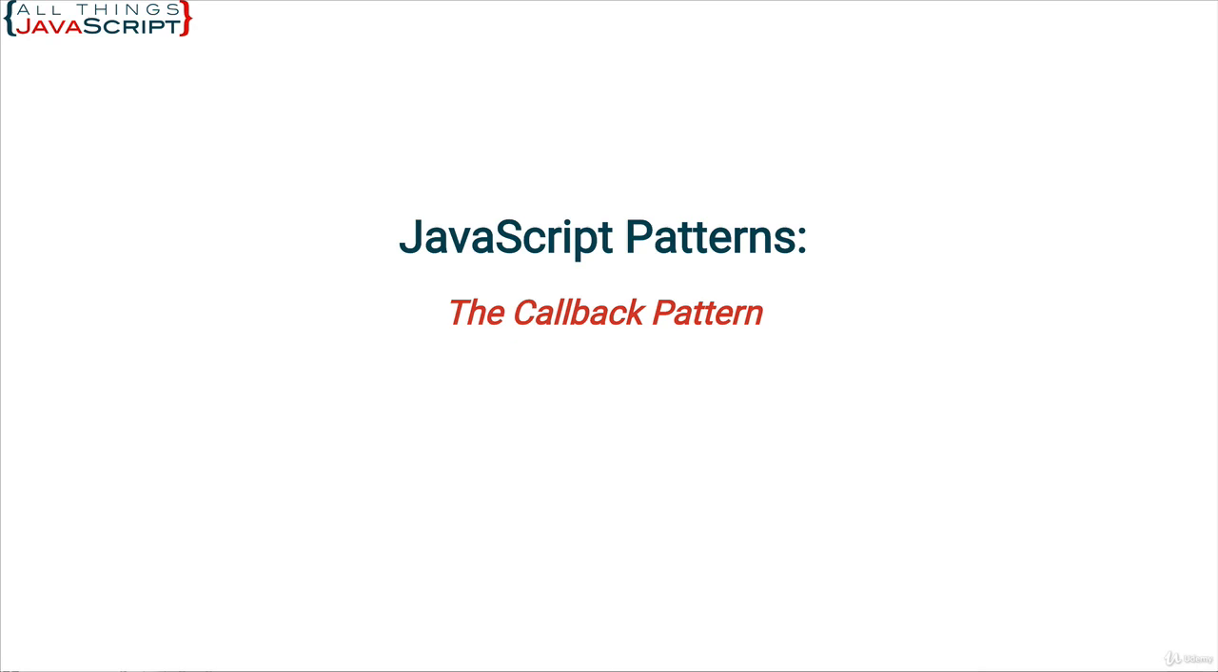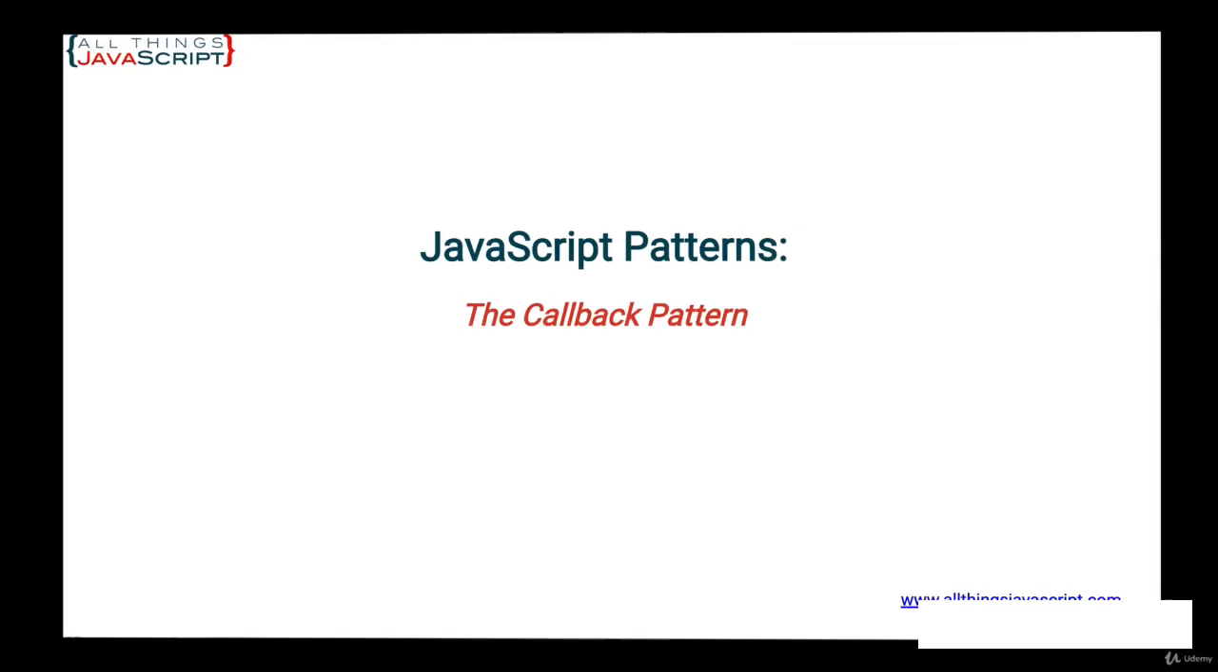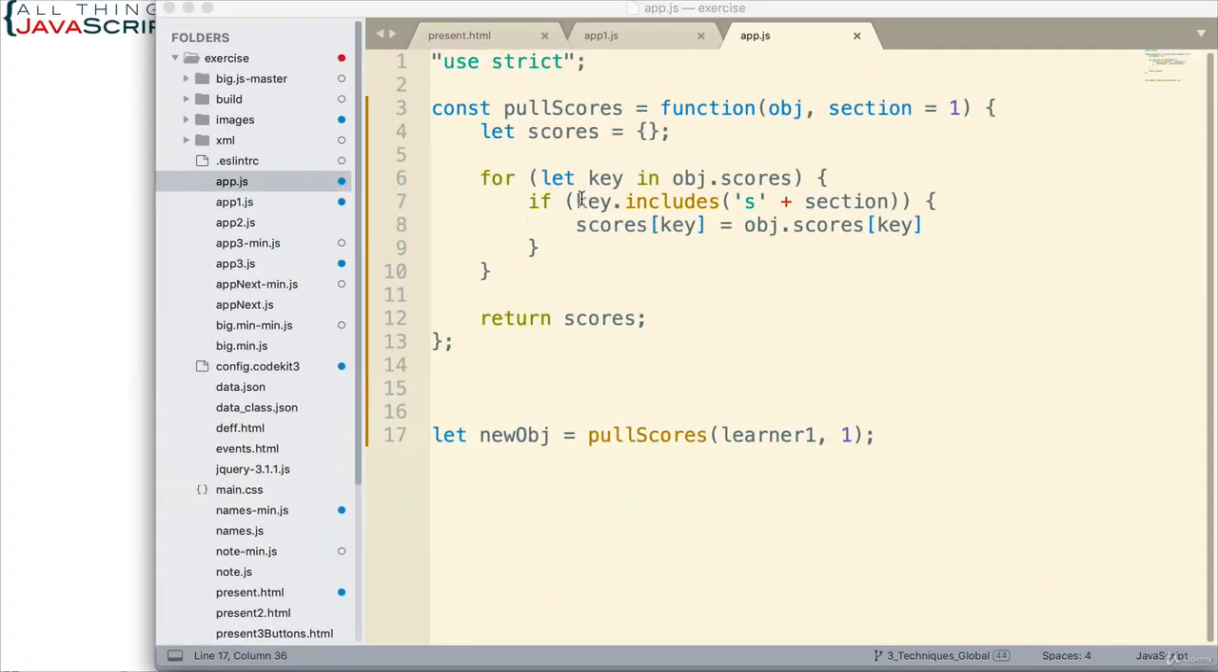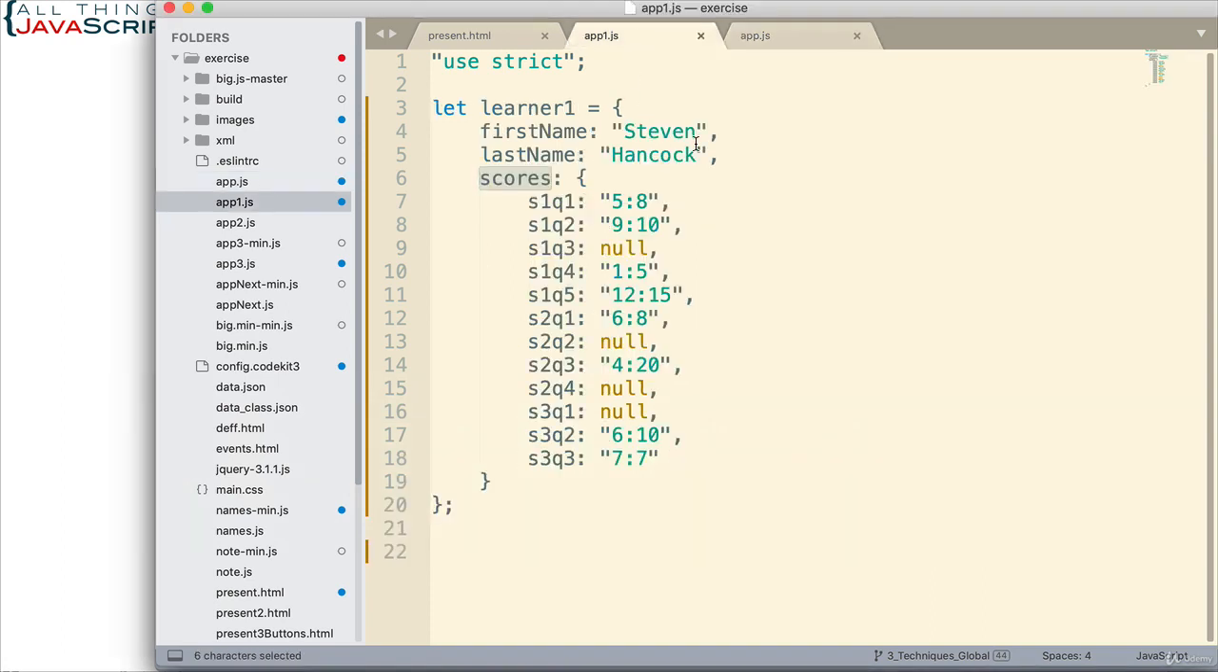Let's look at some code and see how we might use the callback pattern with it. Now, the purpose of this code was to act on an object and selectively pull out parts of that object and return it as another object. And this was the object we're using as a test case.